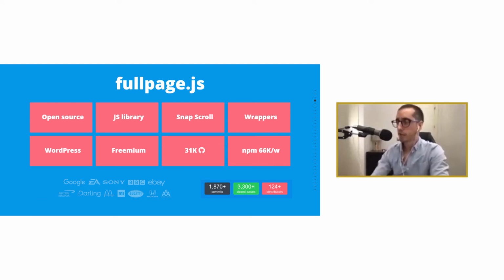I also provide different wrappers for different libraries like Vue, Angular, and React, so you can use fullpage on those with these wrappers to make things much easier. I also provide some plugins for WordPress. Right now we have a plugin for Elementor Builder as well as for Gutenberg, and we are about to release one for Divi.